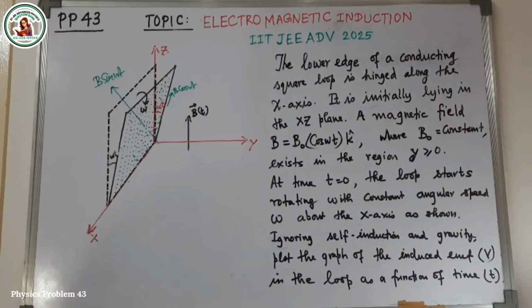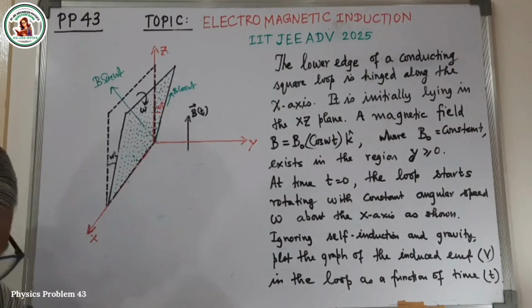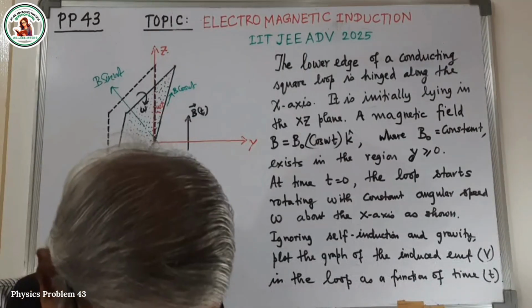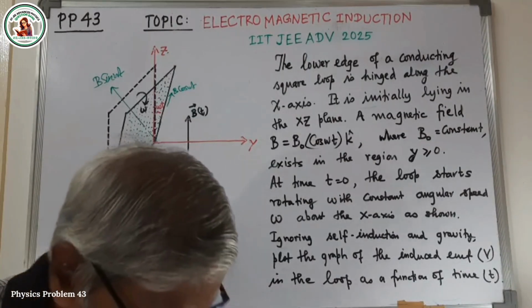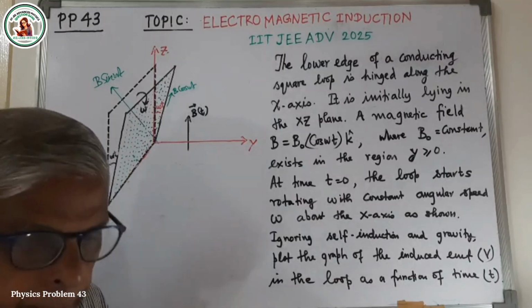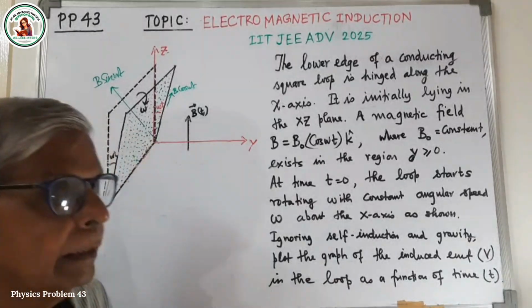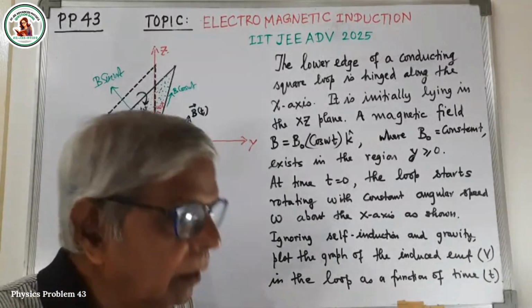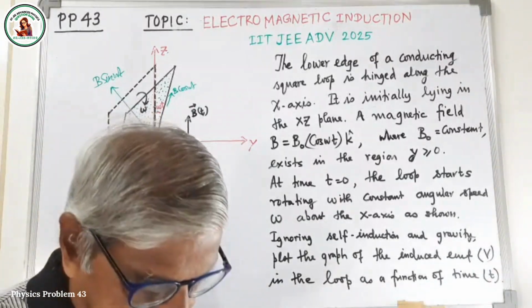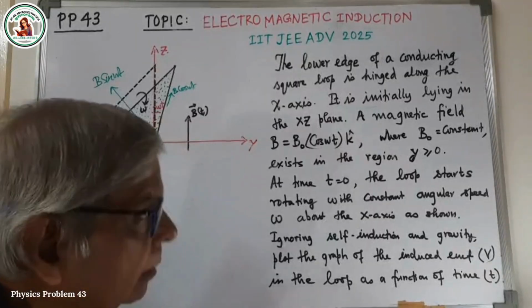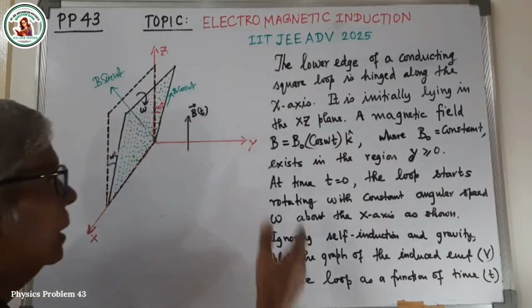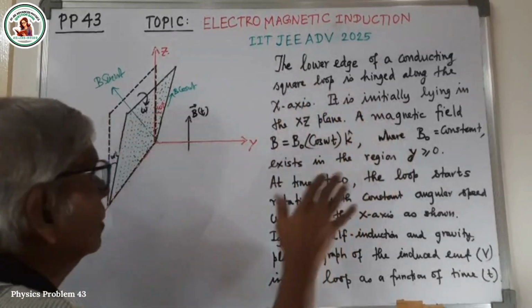Today we are going to discuss another IIT Advanced 2025 problem. This is our physics problem 43. The topic involved is electromagnetic induction. The statement you can see, as usual, on the board.